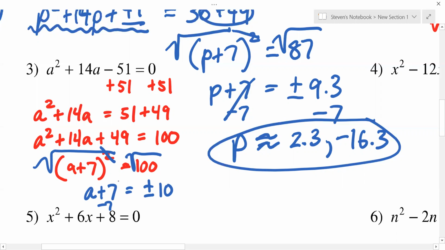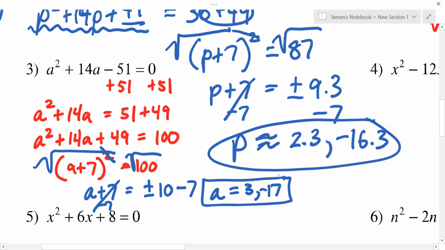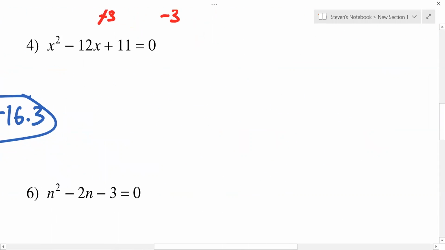And then all we do is minus 7 on both sides. And then we have a is equal to positive 10 minus 7, which is 3, and negative 10 minus 7, which is negative 17. And there's your two solutions. All right, moving on to number 4.